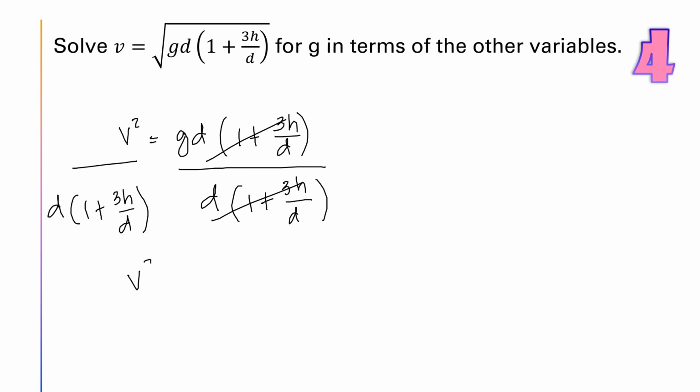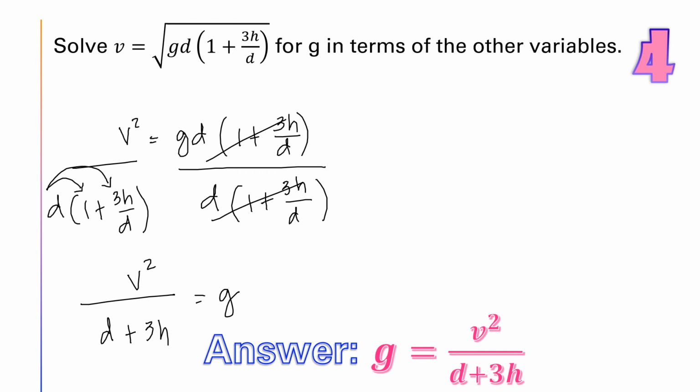And then by distributive property, let us distribute D to the values inside the parentheses. That will be V squared. D times 1 is D. And D times 3H over D is 3H. That is equal to G. Hence, in the final answer, we have G is equal to V squared over D plus 3H.